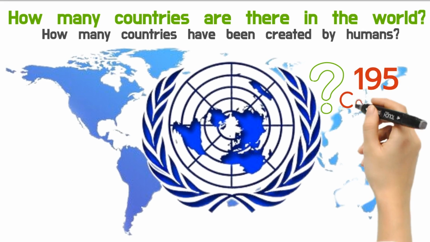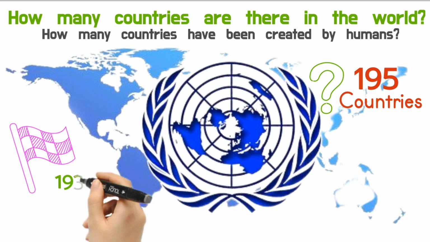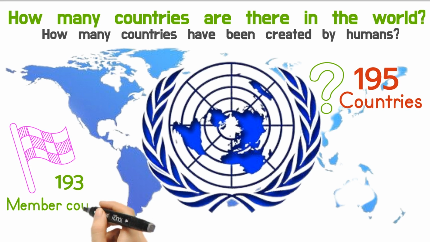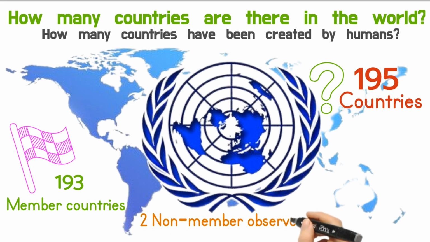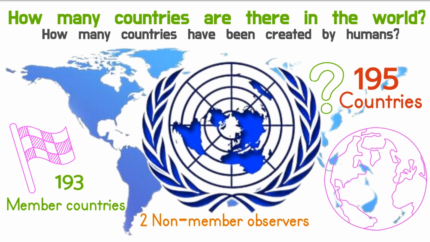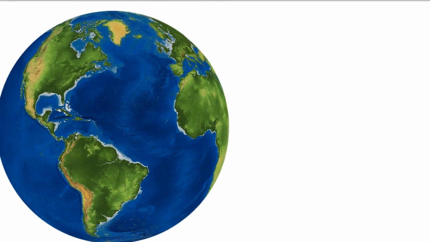are 195 countries in the world today. Out of 195 countries, 193 countries are the member states of the United Nations, and 2 countries, the Holy See and the State of Palestine, are non-member observers. The world was not always the same, but looked something like this.